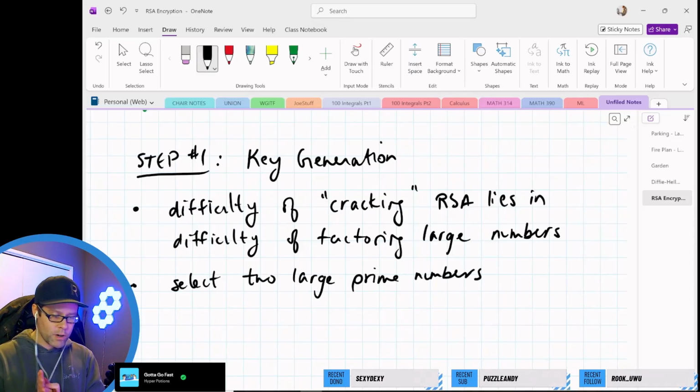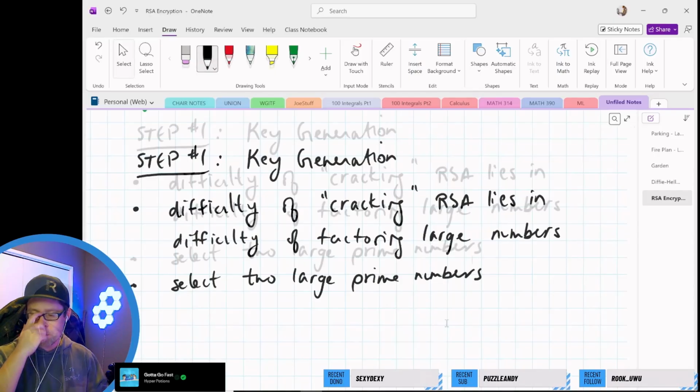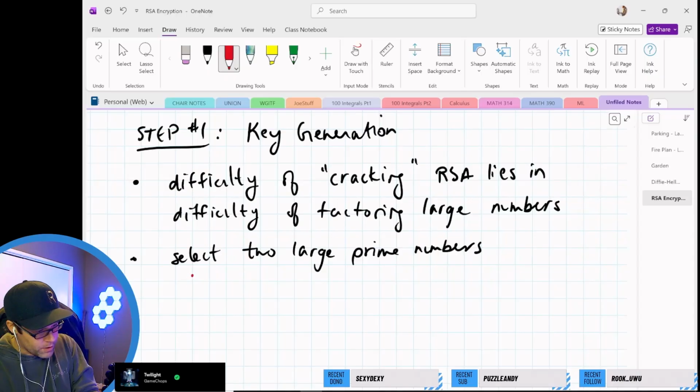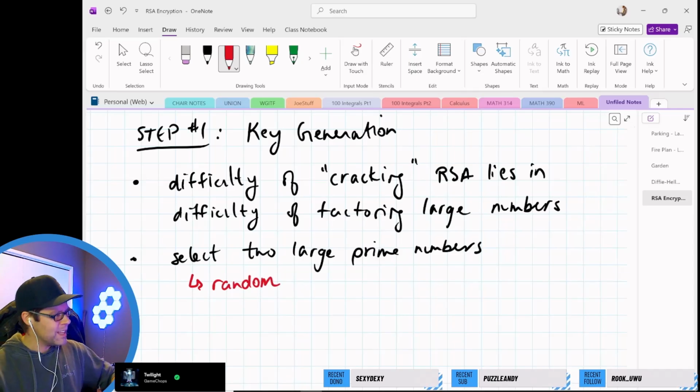So to start, we're just going to select two really large prime numbers. So what's going on with these prime numbers? We need them to be random, and we need them to be far enough away from each other as well.